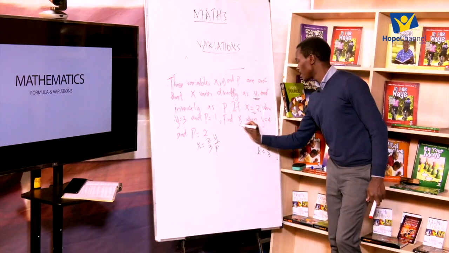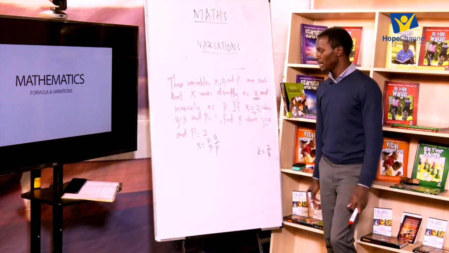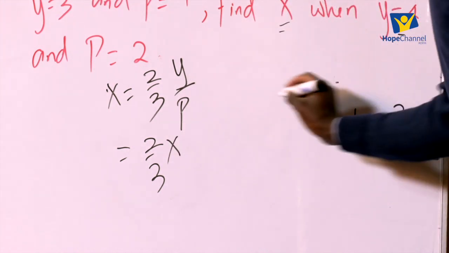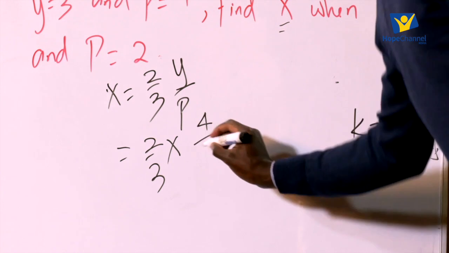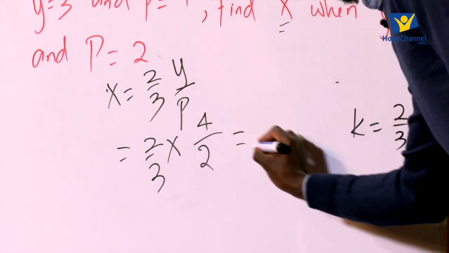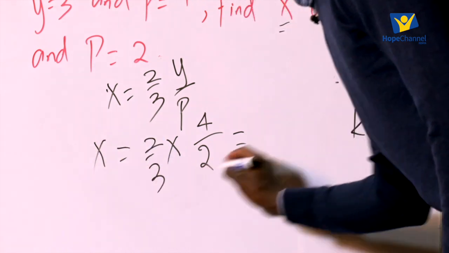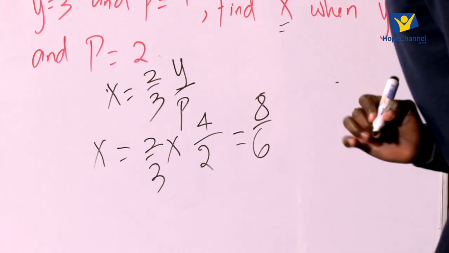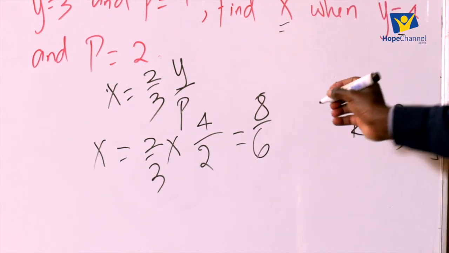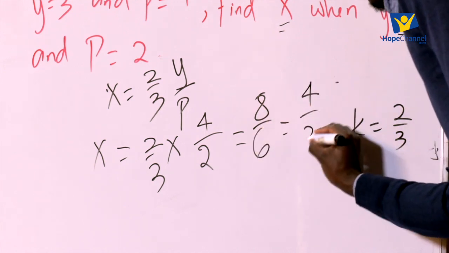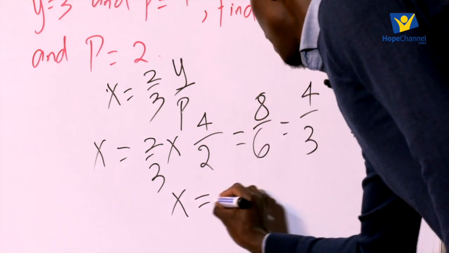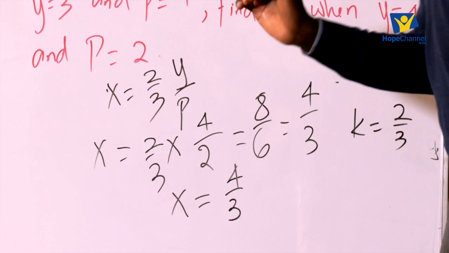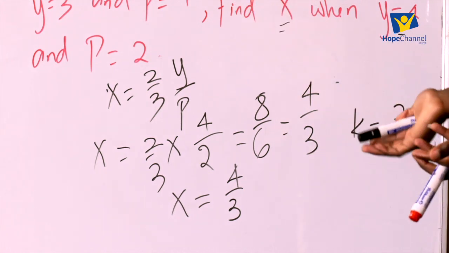Now we're supposed to find x when y is 4 and p is 2. So we simply substitute. So that is equal to 2 over 3 multiplied by y. y is 4 and p is 2. So divide by 2. So when you multiply that, you'll have 2 times 4 is equal to 8 over 3 times 2 gives us 6. And then you will be able to simplify that to get the answer: 8 divided by 2 is 4, 6 divided by 2 is 3. So the value of x when y is 4 and p is 2 is 4 over 3. As simple as that, we are able to find the value of x.